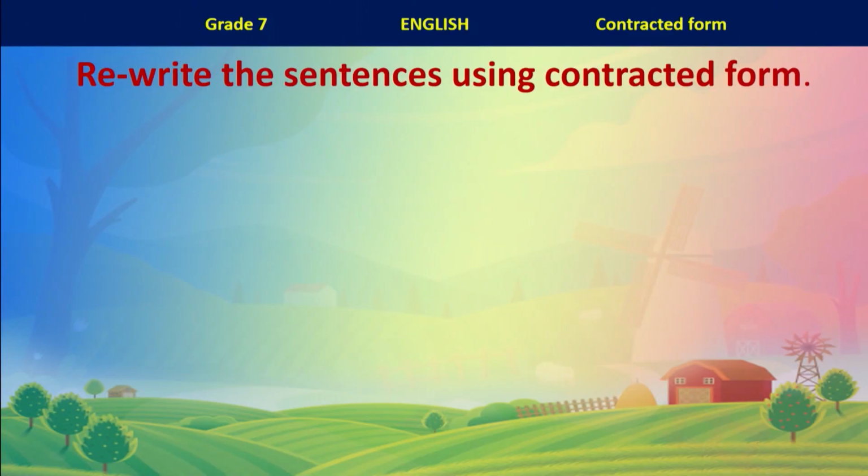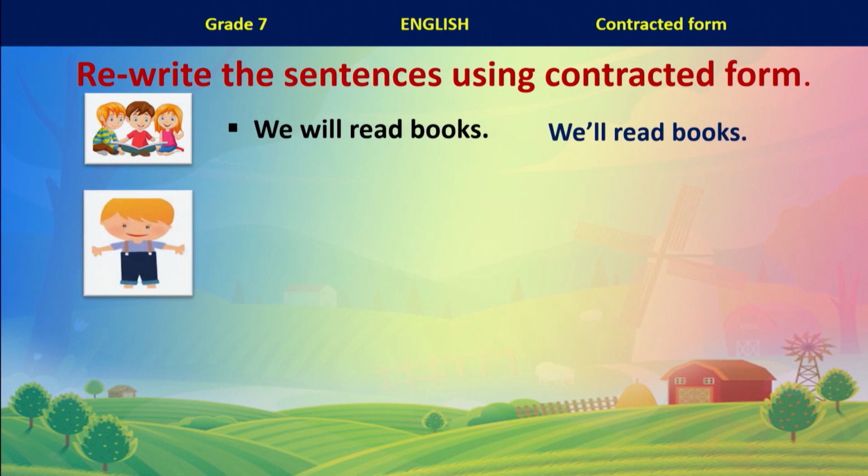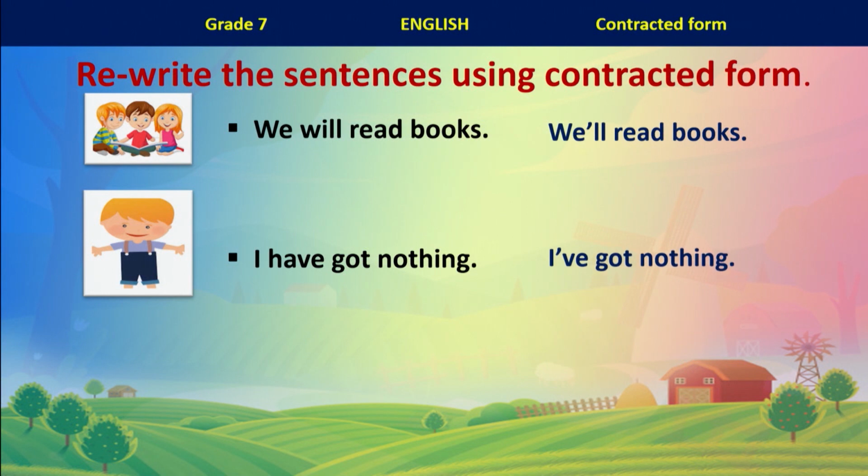Children, there is another activity for you. Let's do this. Rewrite the sentences using contracted form. We will read books. Miss Samadhi? Well, when you use the contracted form, it becomes we'll read books. I have got nothing. When you use the contractions, it becomes I've got nothing.